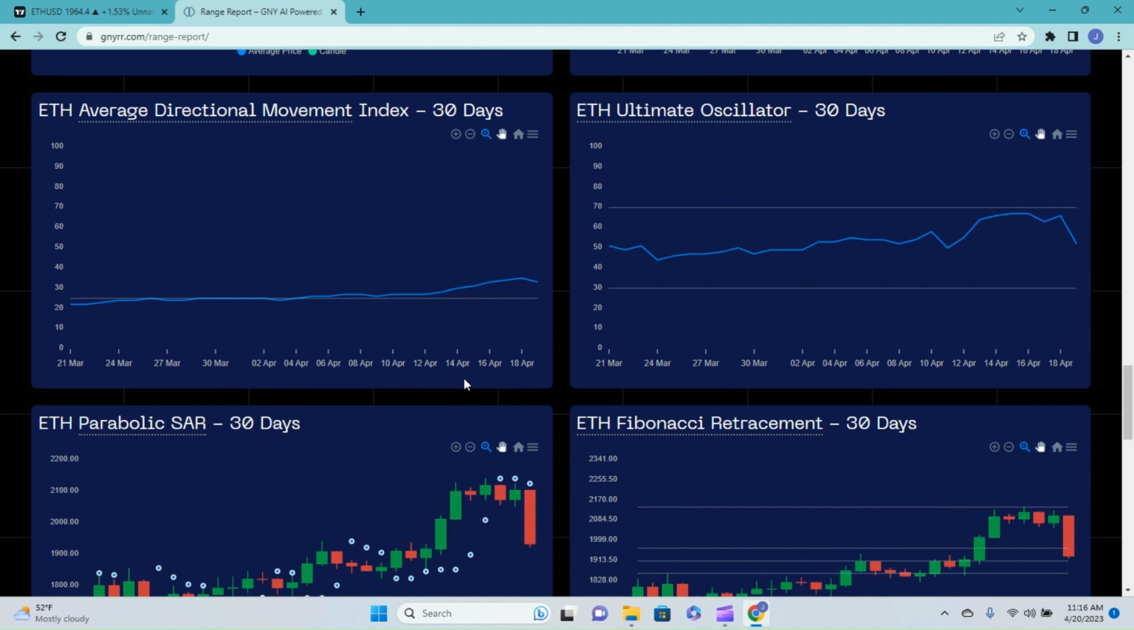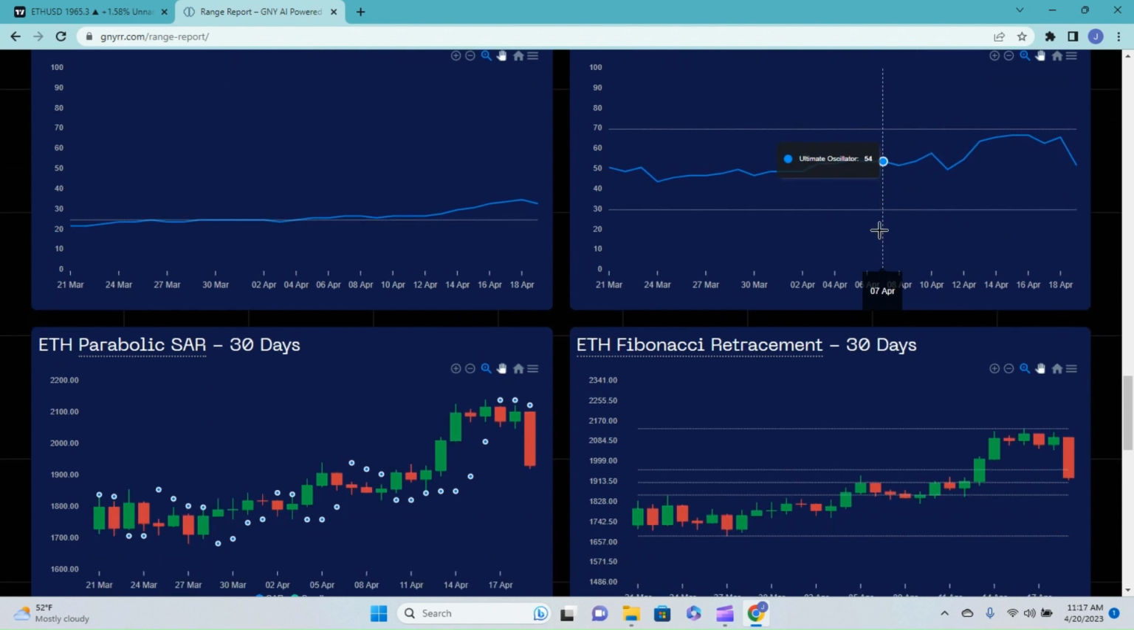If we move down to the average directional movement index, we are sitting at a 33. Anything above that 25 line does indicate the reading of some sort of trend. It doesn't tell us which direction that trend is moving, just that there is a strength reading of a trend, and we are sitting at 33. So really not much, and plus that has been pulling back. Ultimate oscillator pulling back as well, back into the neutral territory at 52.